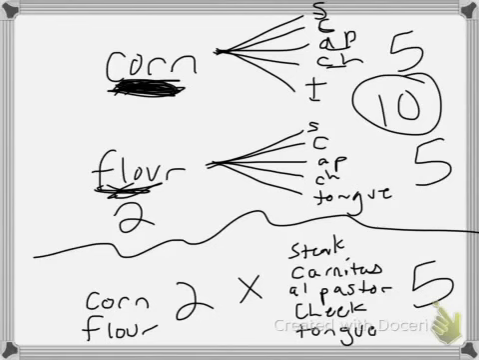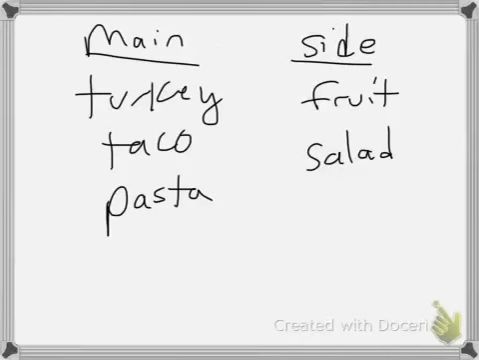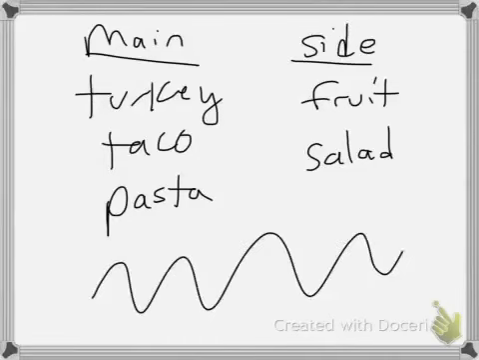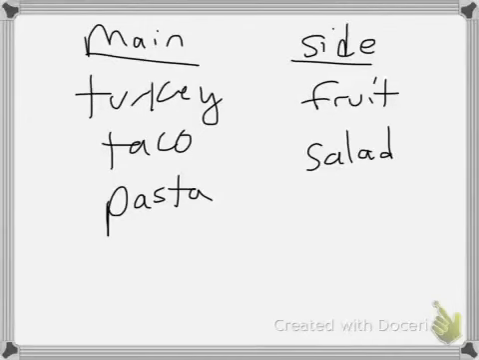Alright, let's try one from the book. Okay, this one's directly from your book. This is the menu for their lunch today. And it says if Carl chooses 1 main dish and 1 side dish, what are all the possible outcomes? Okay, so what we can do here is make this work for us. We're going to do turkey. I'm going to write it below.